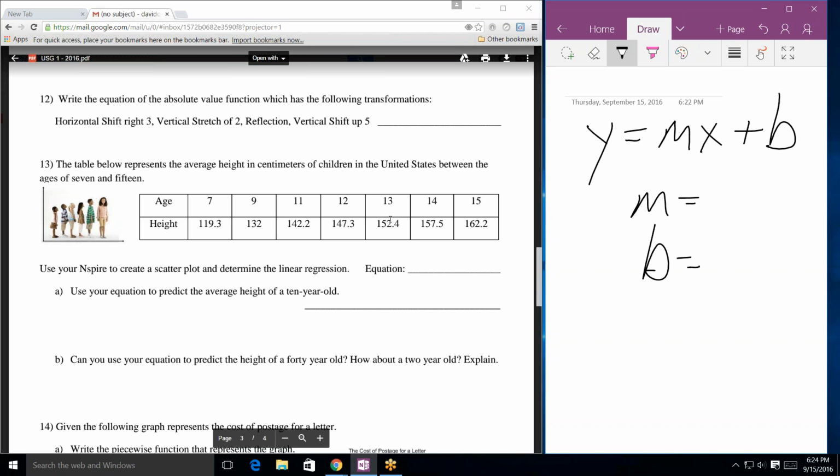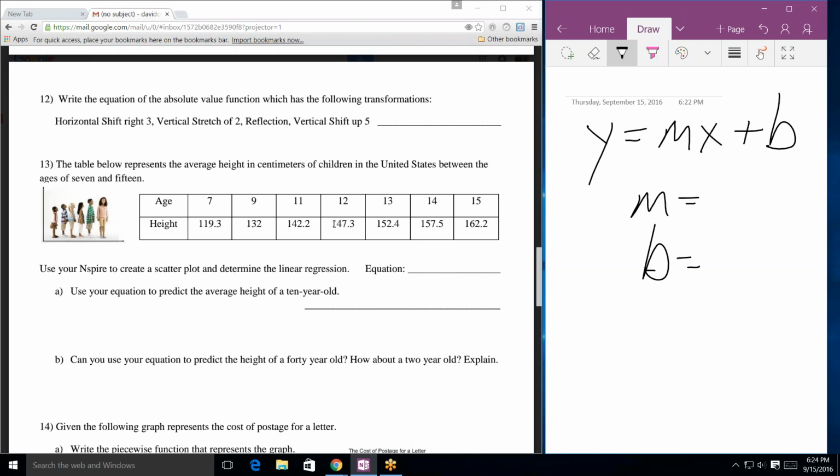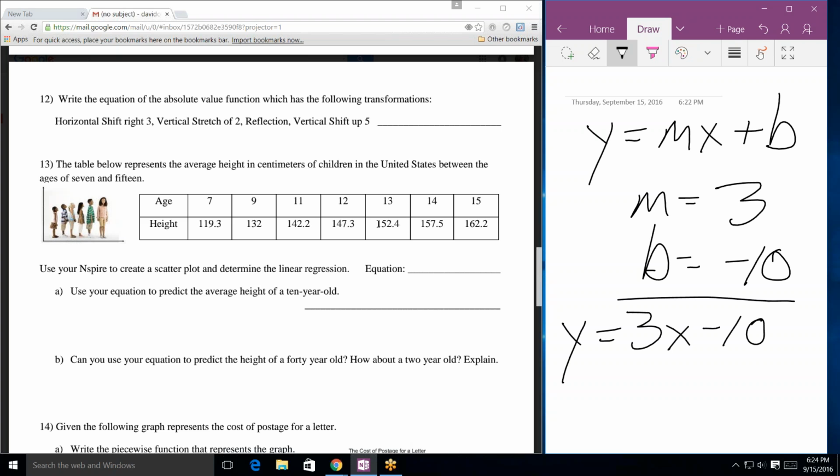If you put these two lists in your Inspire and you ask it to do a linear regression, it will give you an m and a b. Let's say it gives you an m of 3 and a b of minus 10. Well, now you know your equation. y equals 3x minus 10. That would be the equation they're looking for.